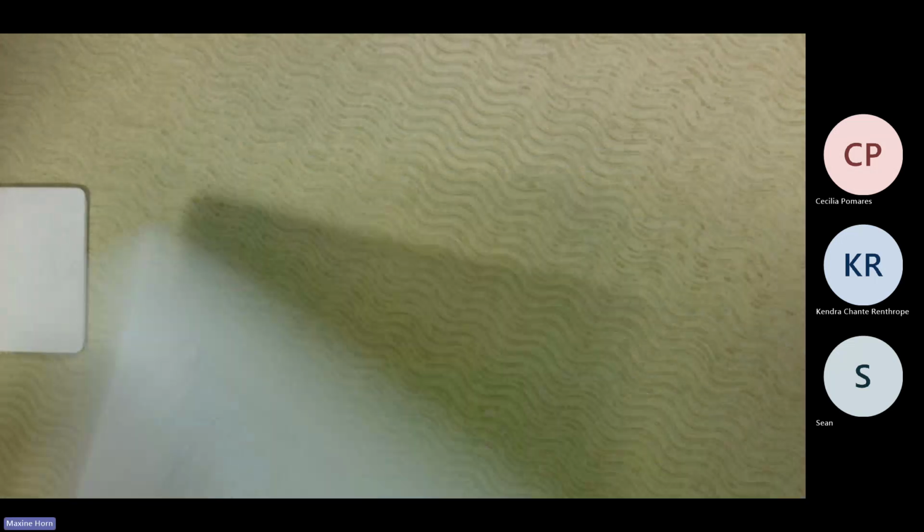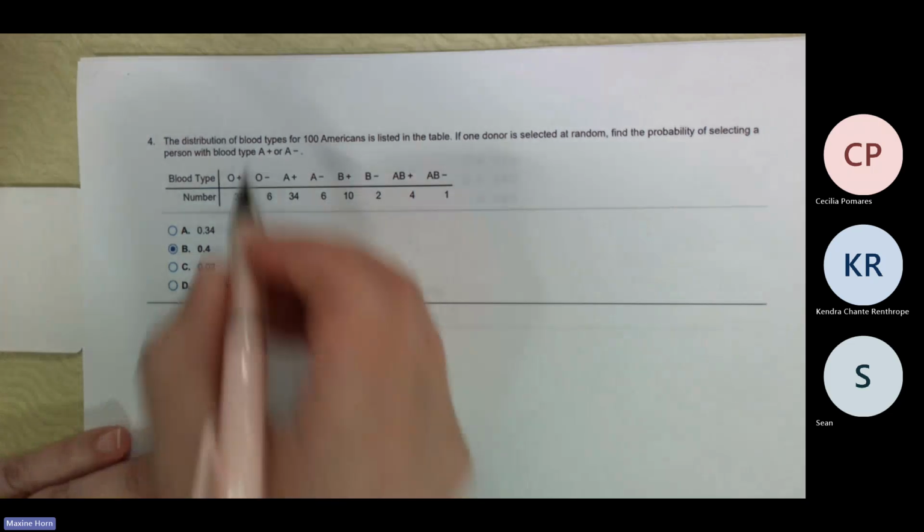All right, next one. Okay, number 4. The distribution of blood types for 100 Americans is listed in the table. If one donor is selected at random, find the probability of selecting a person with blood type A positive or A negative. And then it gives us those numbers. All right, so that "or" tells us that we're going to be using the addition rule.